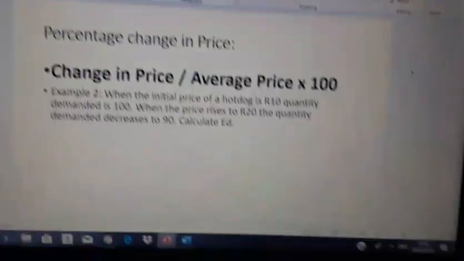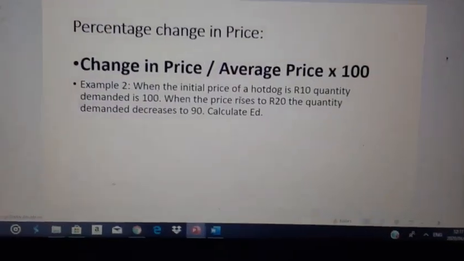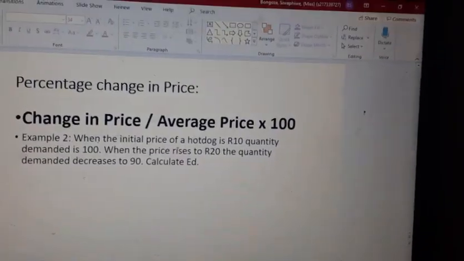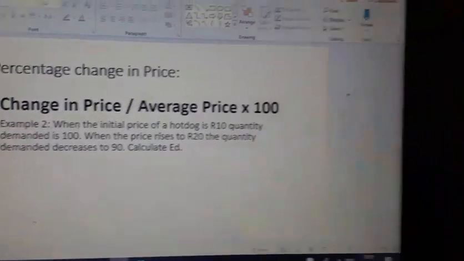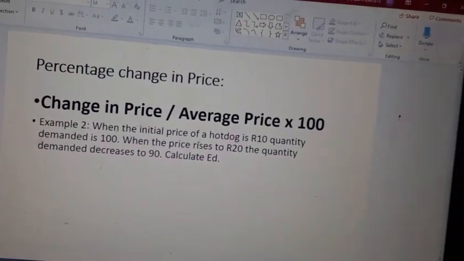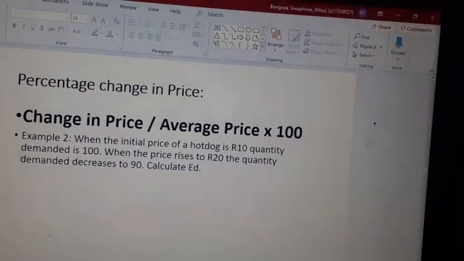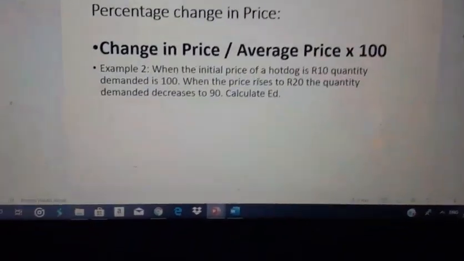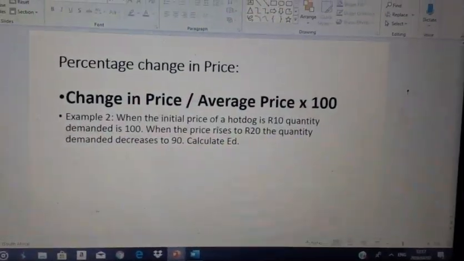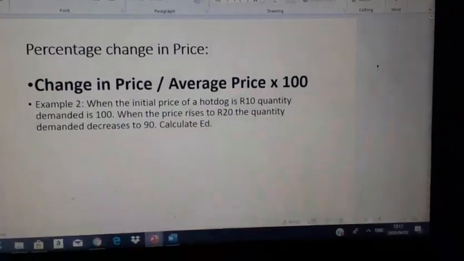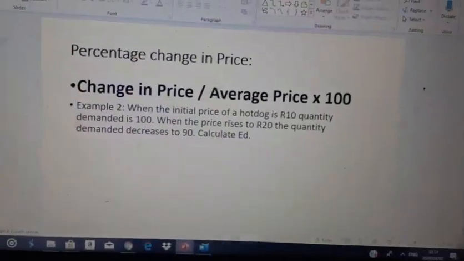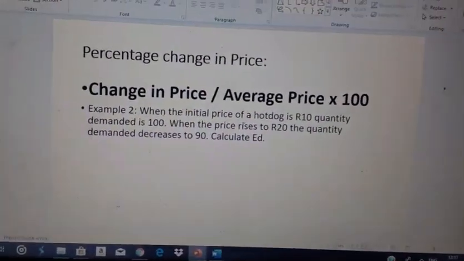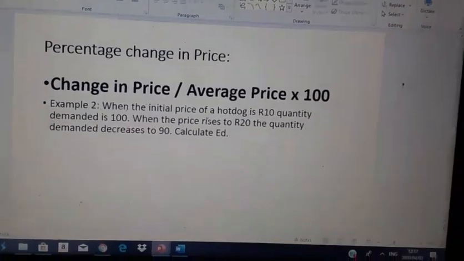So the example that I've typed here is: when the initial price of a hot dog is 10 rand, quantity demanded is what? Is 100. When the price rises to 20 rand, the quantity demanded decreases to 90. Calculate the elasticity of demand. Now, this means that when the price of a hot dog is 10 rand, people are able to buy hot dogs, or they demand hot dogs. They are able and willing to pay for hot dogs at 100.